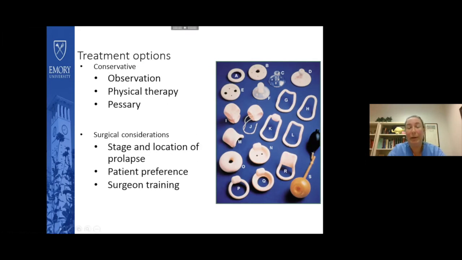So this is why the POP-Q is important. You really need to know the stage and location of the prolapse. You need to understand what your patient prefers and what their goals of surgery are, and then you need to do what you are comfortable with. If you've not been trained to do a certain surgery, don't do a certain surgery.